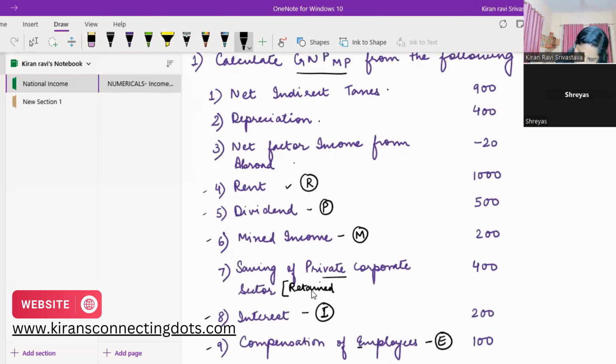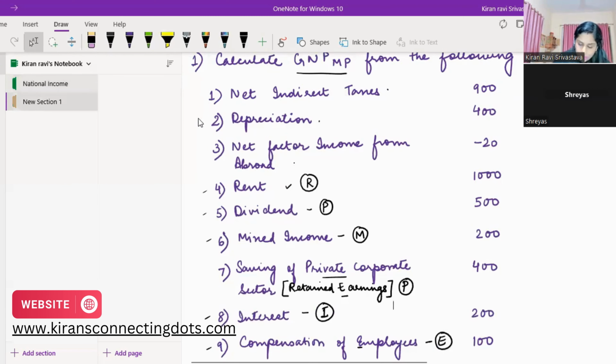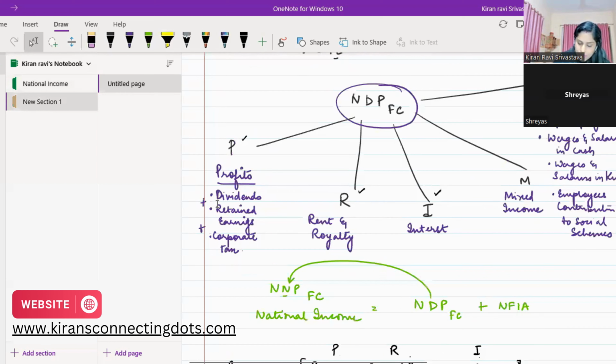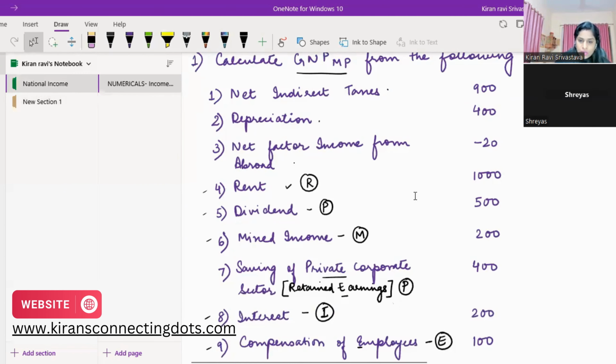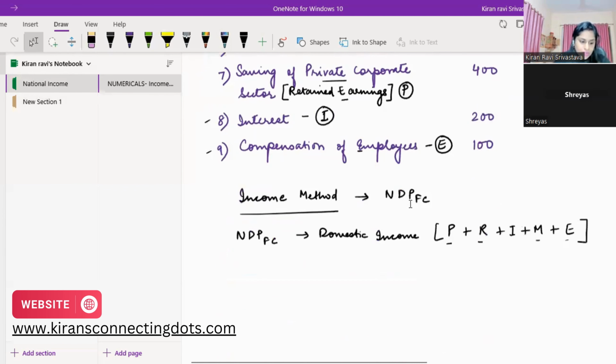Okay, ma'am. Retained earnings. So now where does retained earning come? PRIME किस में आता है? P में. P में आता है. Once again I will show you. Profits, dividend. प्रॉफिट्स अगर डायरेक्टली दिया है तो ठीक है, नहीं तो डिविडेंड हो सकता है, रिटेन्ड अर्निंग हो सकता है, या कॉर्पोरेट टैक्सेस होता है. और अगर ये तीनों है तो हम तीनों को ऐड करेंगे. Okay, so ma'am, now we can solve this here.